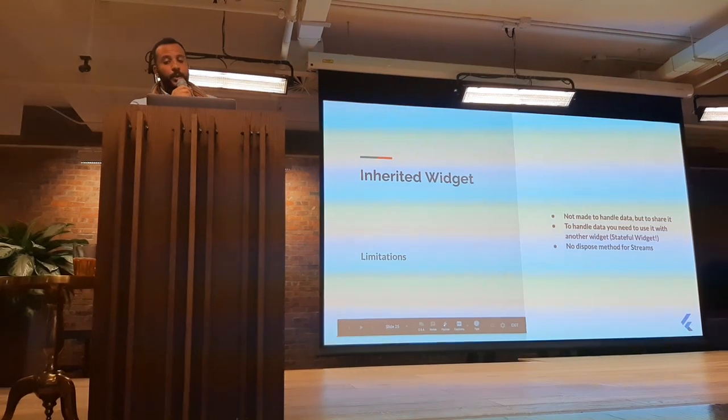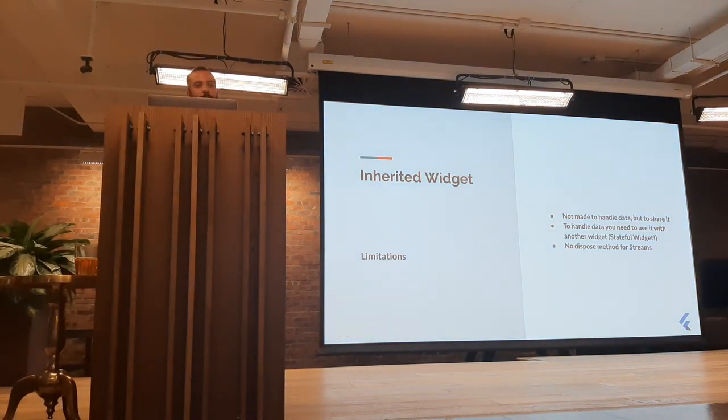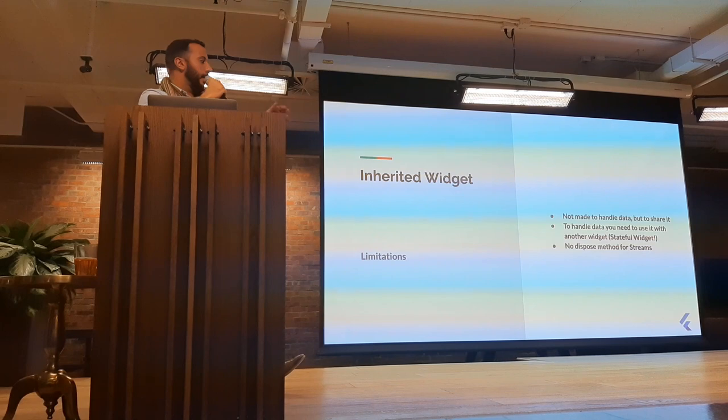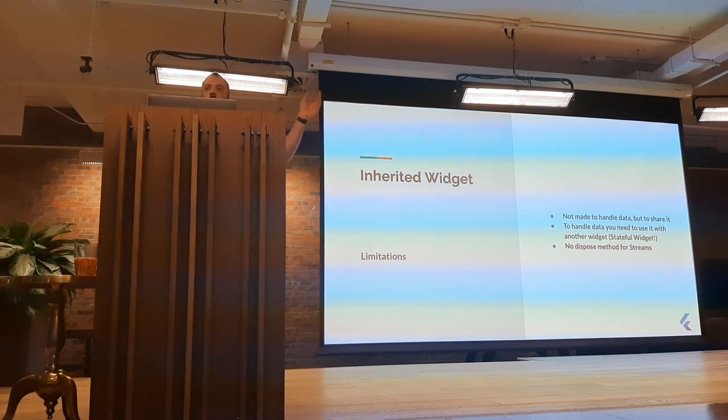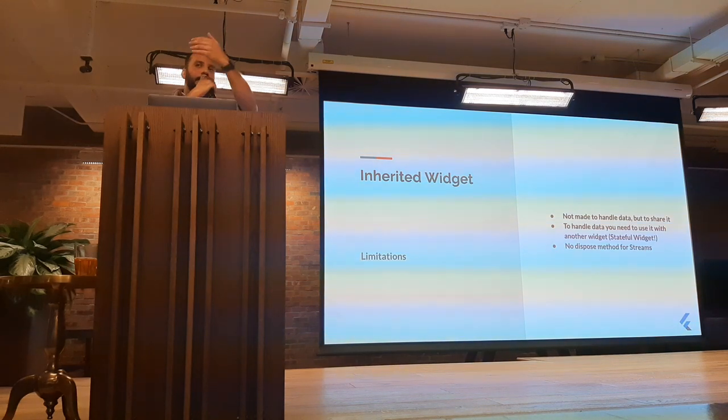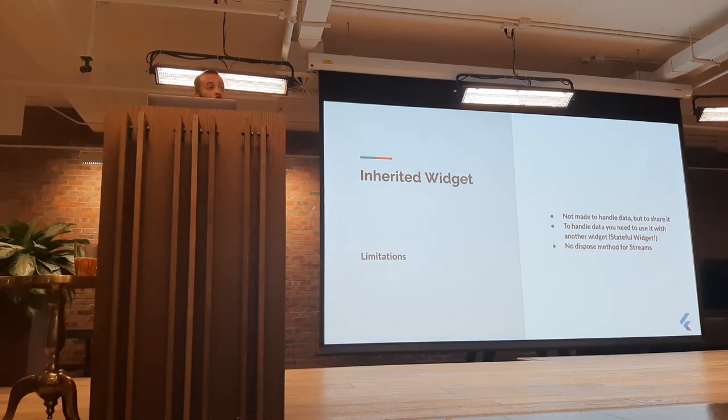What you can do is use a stateful widget, and stateful widgets have a method called dispose. You can override that method, and then within that method, whenever the stateful widget gets disposed, it will also dispose your stream. So this is a safe way to use inherited widgets combined with a stateful widget to work with your streams. Once again, a stream is like a hose. Data comes in from one end, exits from the other end. But if you don't close that hose or that channel when you don't use it, you're going to start having memory leaks.